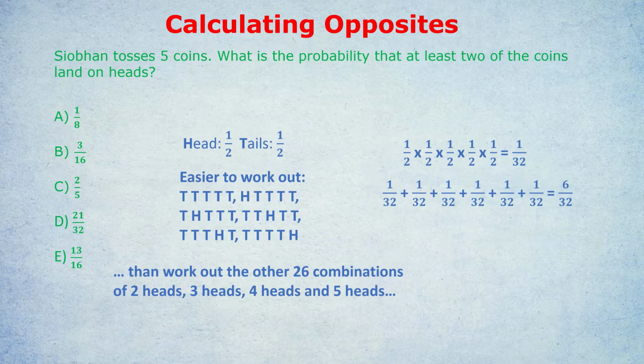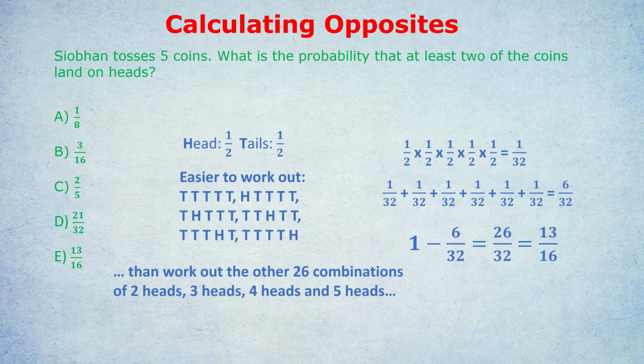That's the probability of not getting at least 2 heads. Therefore, as before, we do 1 take away that answer. So how do we get from 6 to 32? We'd have to add 26. And so the answer is 26 over 32, which simplifies to 13 over 16. That's the probability of getting at least 2 heads.